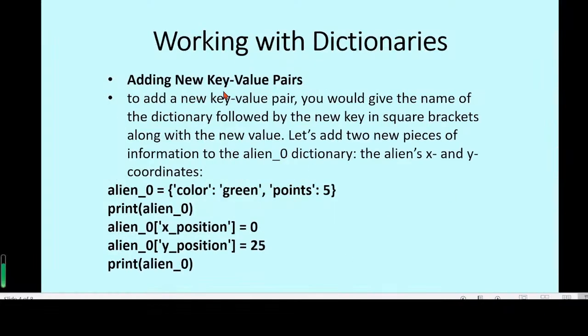So you can add new key-value pairs to a dictionary. To add a new key-value pair, you give the name of the dictionary followed by the new key in square brackets along with the new value. So let's add 2 new pieces of information to the alien 0 dictionary. The alien's x and y coordinates. So this original dictionary has 2 key-value pairs. Then we can add a new key-value pair called x position equals 0 and y position equals 25.